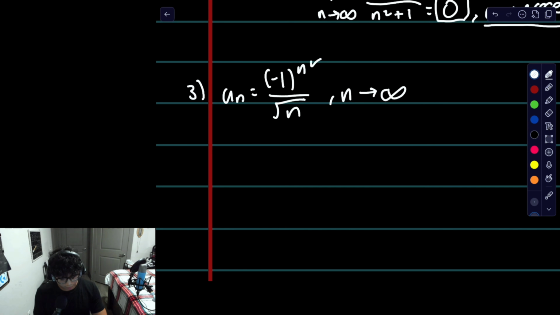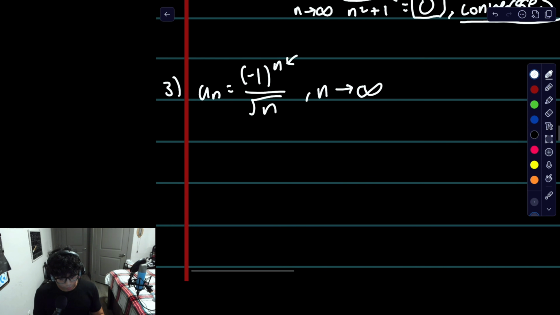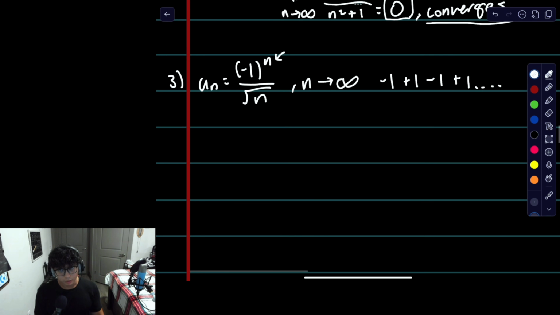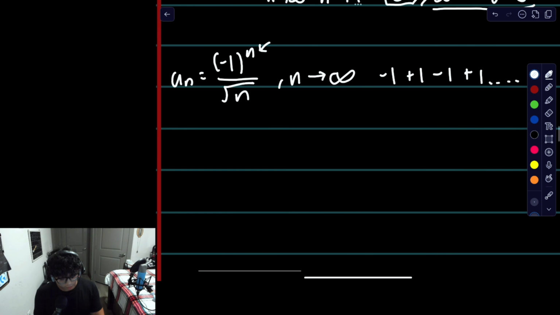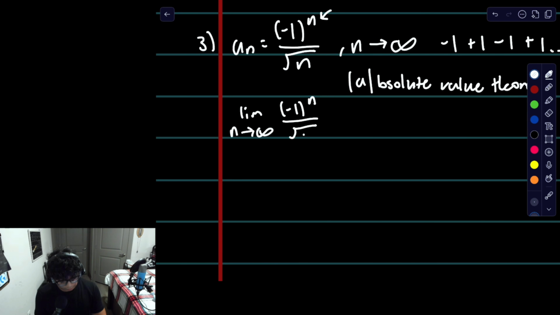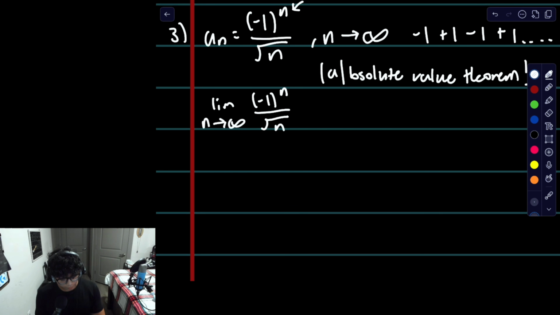So if you notice, plugging in 1, 2, 3, and 4, and then etc. to your n alternates it from -1 to +1, -1 to +1, and it just keeps doing that. So what you're going to want to do when you see an alternating sequence like that is to use an absolute value, which is going to be the absolute value theorem. So let's try to set up our limit as n approaches infinity of -1 to the n over square root of n.